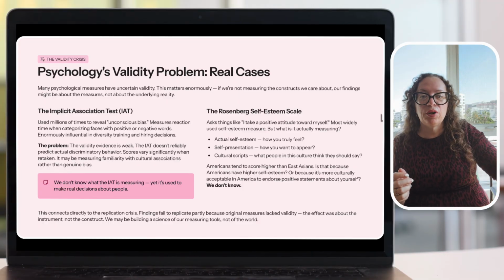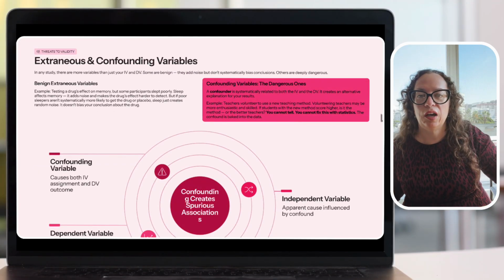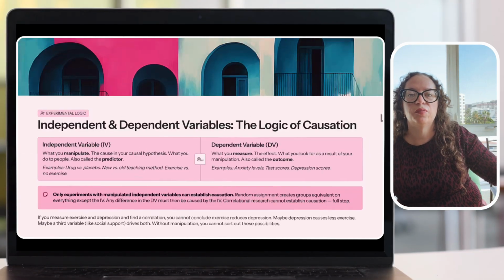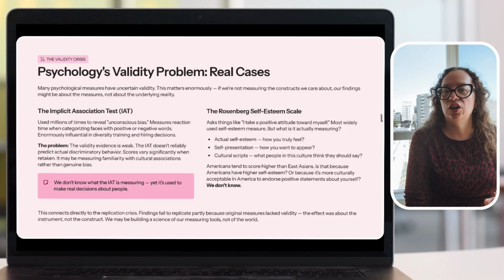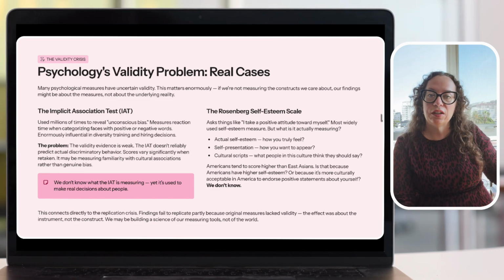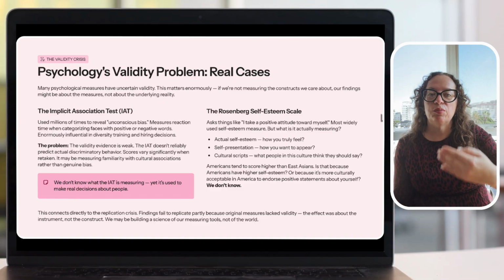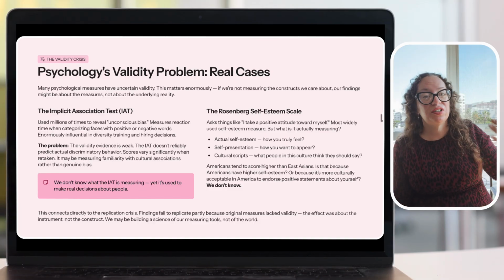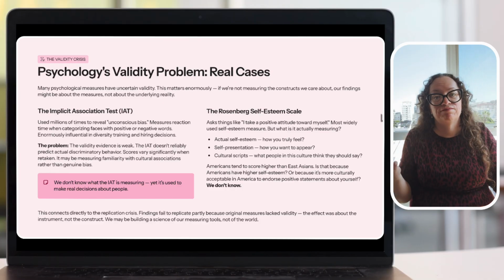Okay. Let's talk about the replication crisis again. I mentioned last time, one reason findings fail to replicate is that the original measures lacked validity. Researchers measured something, found an effect, published the finding, but they weren't really measuring the construct they claimed in some of the research. They were measuring something specific to that operationalization. So when others tried to replicate with slightly different measures, that effect disappeared. Because the effect was never about the construct, it was about that measure, okay?